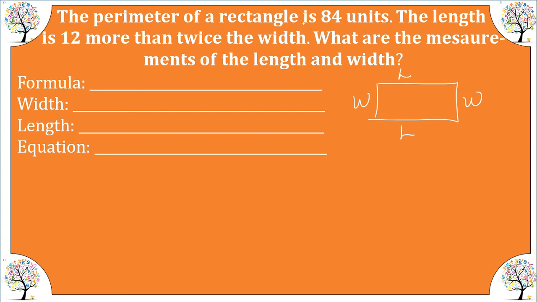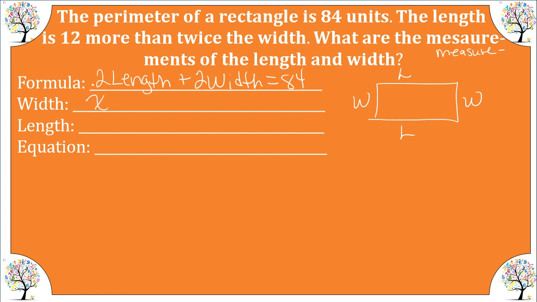The perimeter of a rectangle is 84 units. The length is 12 more than twice the width. What are the measurements? Whoops, a little transposition there. What are the measurements? So our formula again is going to be 2 lengths plus 2 widths is equal to 84. So here we know again a little bit about the length, but nothing about the width. So let's let width be the variable x.